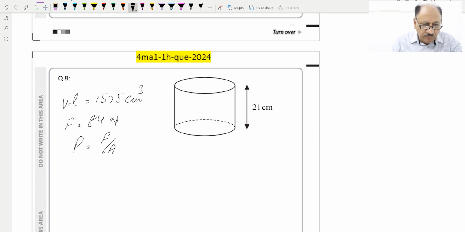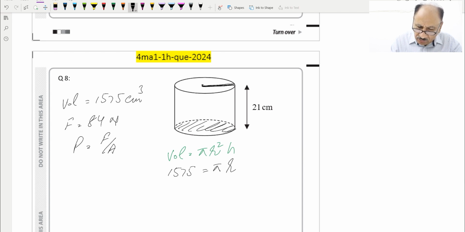So we can apply the volume of the cylinder formula. We need to find the base area. To find this base area, we need the radius, and to find the radius we have a formula: volume is equal to pi r square into h. We have the volume, 1575, and pi and r square we don't have, so h is 21, we will be replacing this.